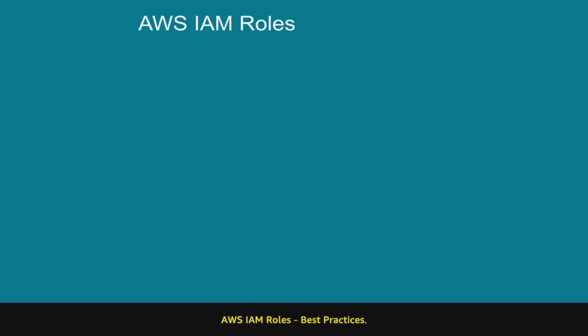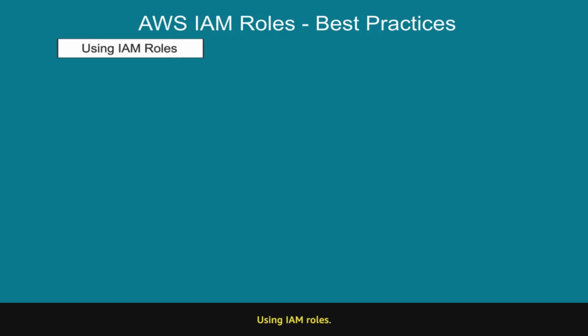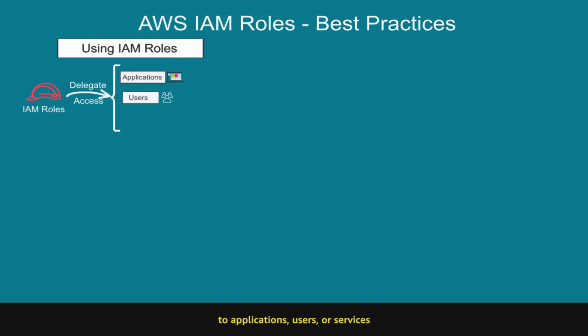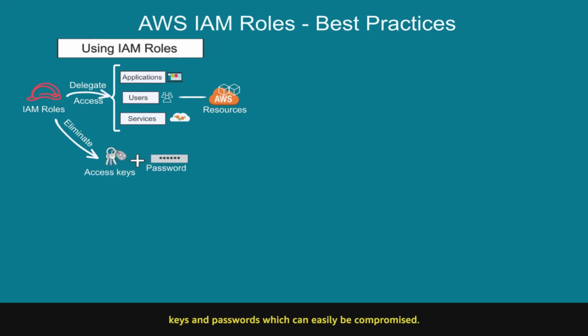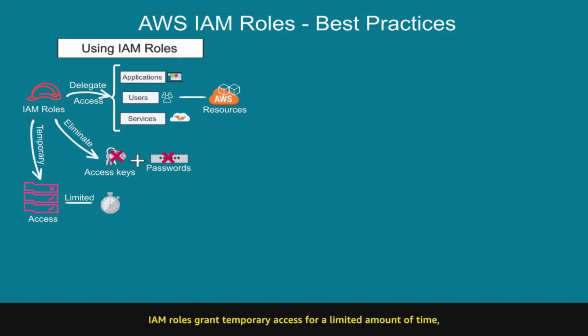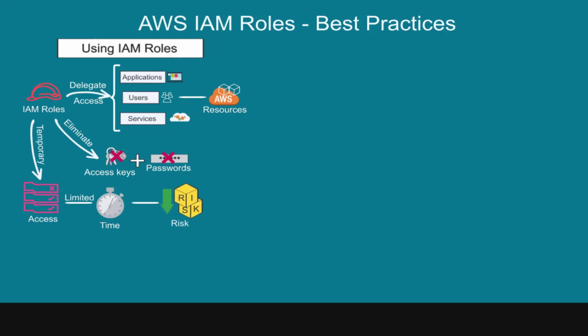AWS IAM roles. Best practices. Using IAM roles. You can use IAM roles to delegate access to applications, users, or services that need to connect to AWS resources. IAM roles eliminate the need for access keys and passwords, which can easily be compromised. IAM roles grant temporary access for a limited amount of time, which lowers the risk of your credentials being compromised.